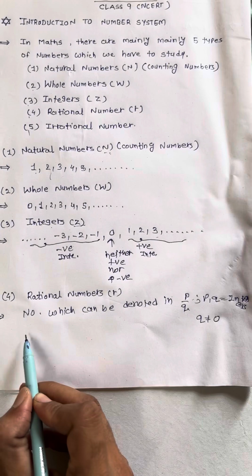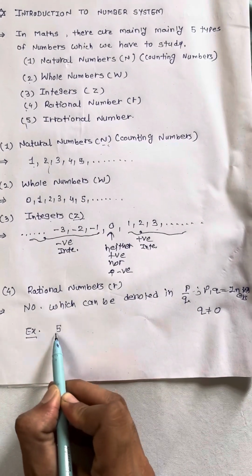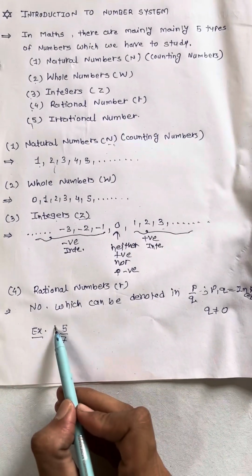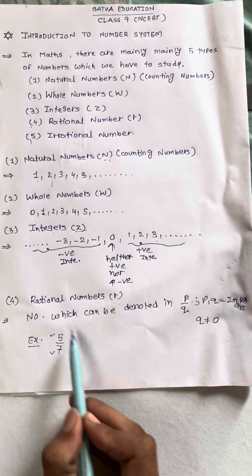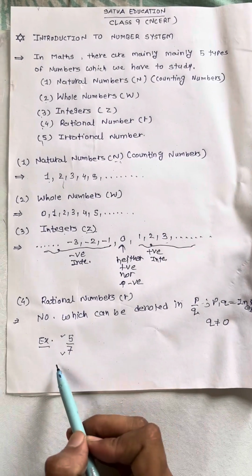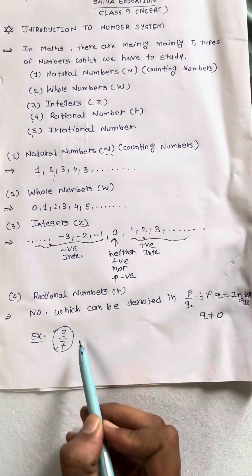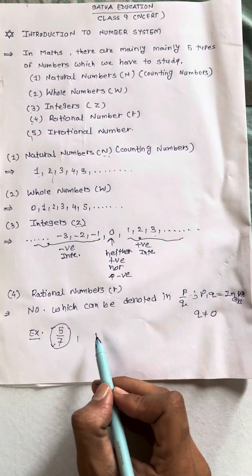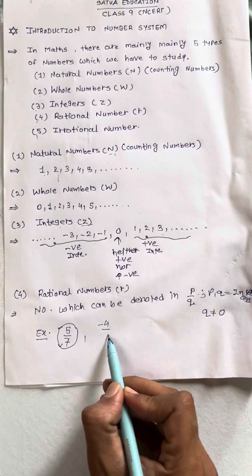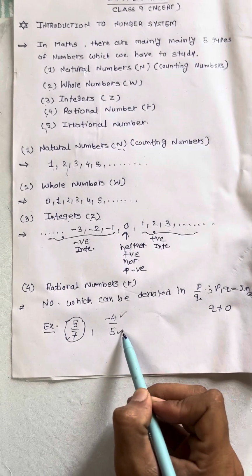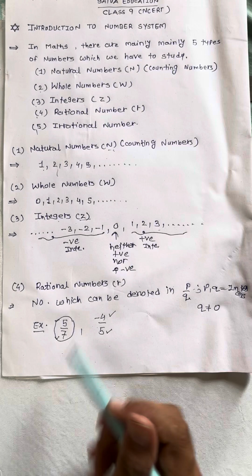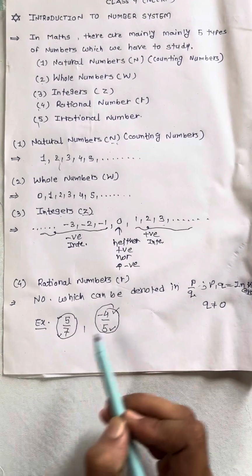Just for example, if we take the number 5 by 7, here the numerator 5 is an integer and 7 is also an integer, and 5 by 7 is in p by q form. So we can say 5 by 7 is a rational number. Now take another example, minus 4 upon 5. Here minus 4 is an integer which is p, and q which is 5 is also an integer. So we can say minus 4 by 5 is a rational number.